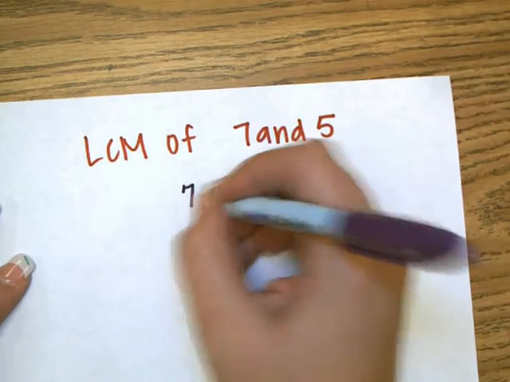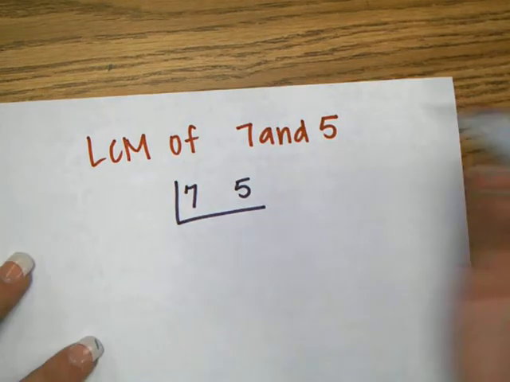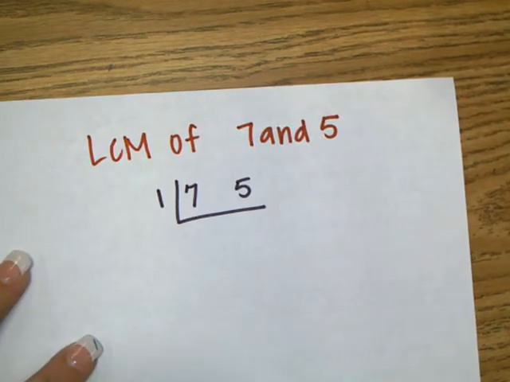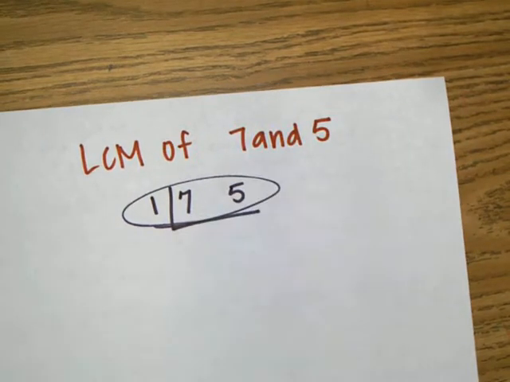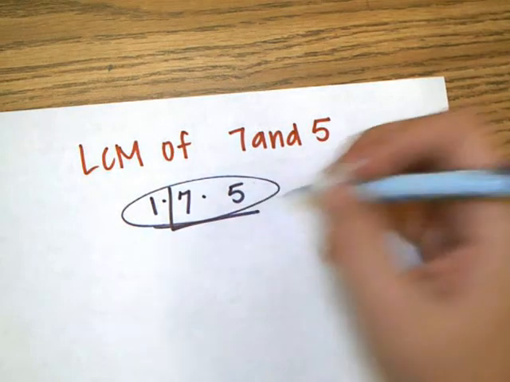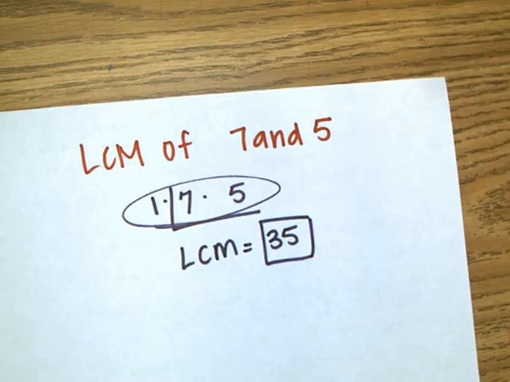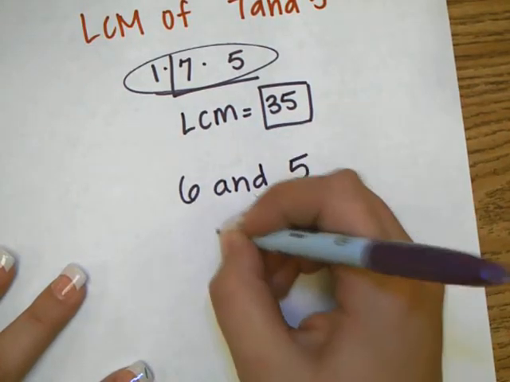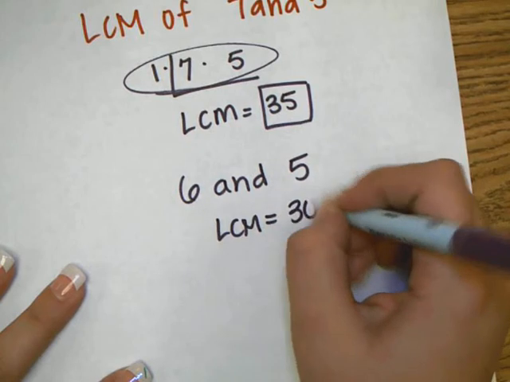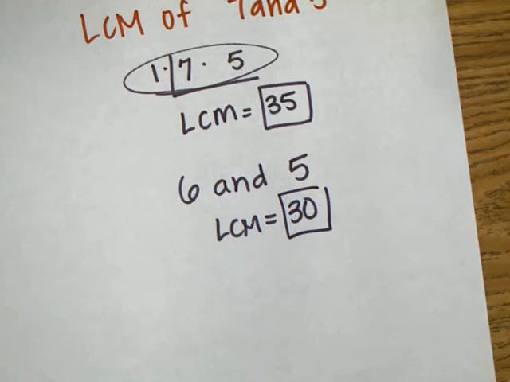Okay, let's take a look at 7 and 5. A number that is a factor or that can go into 7 and 5, only 1. So when this happens, you're just going to multiply. You can't really make an L. You're going to multiply what's there, and we get the LCM is 35. If we had 6 and 5, the LCM would be 30, because they have no common factor, so you just multiply them.